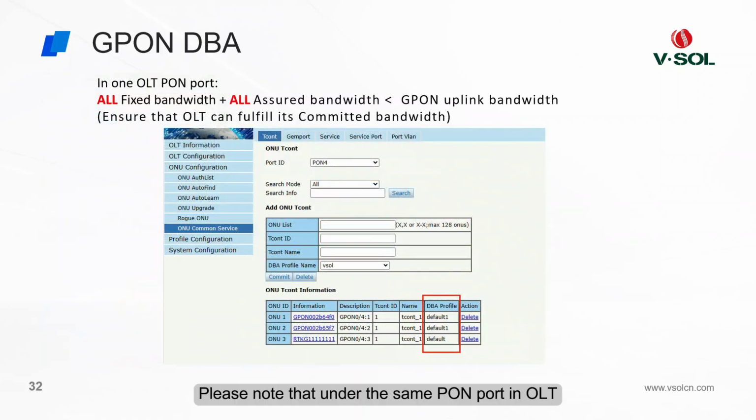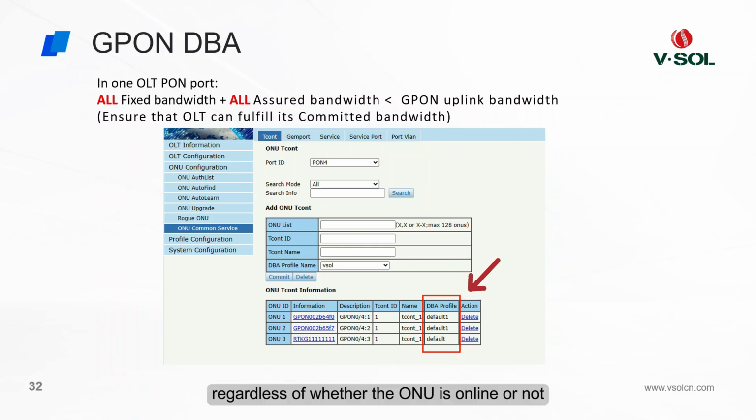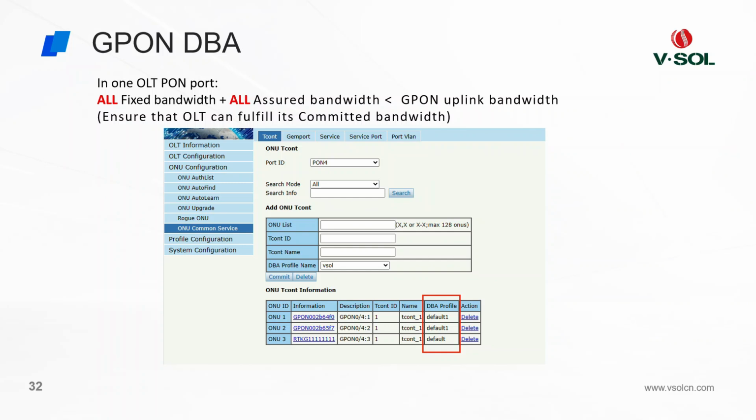Please note that under the same PON port in OLT, the sum of all fixed bandwidth and assured bandwidth in all ONU-bound DBA profiles cannot exceed the total bandwidth of the PON port, regardless of whether the ONU is online or not. When OLT discovers that the newly added DBA profile will exceed the bandwidth of the PON port, the configuration will be refused to take effect.